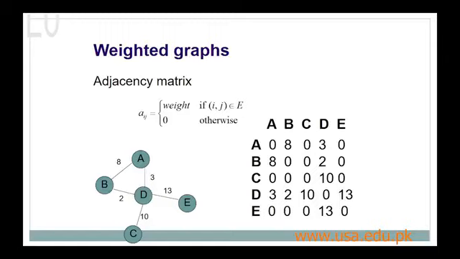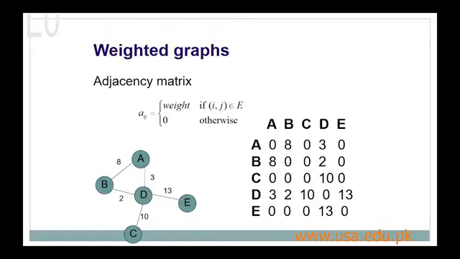So if we want to represent the adjacency list of a weighted graph, we can say that A has two adjacent nodes, B and D. On the B node we have weight 8, so we placed 8 against B, and we placed weight 3 against node D. And we can obviously represent this problem in the form of a matrix.